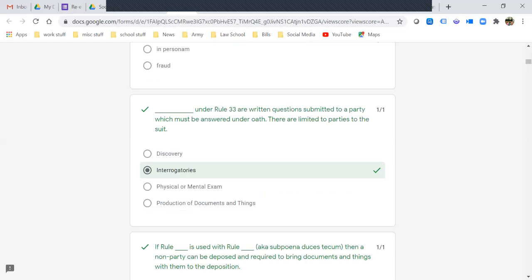All right, next, interrogatories under Rule 33. So Rule 33 is interrogatories, which are written questions submitted to a party which must be answered under oath. They are limited to parties to the suit. So that's important. Interrogatories only apply to parties who are in the suit.